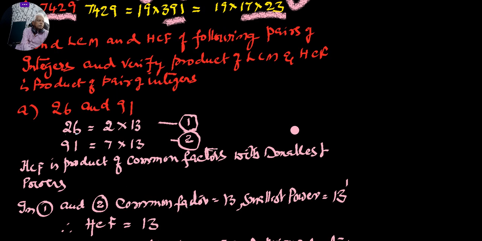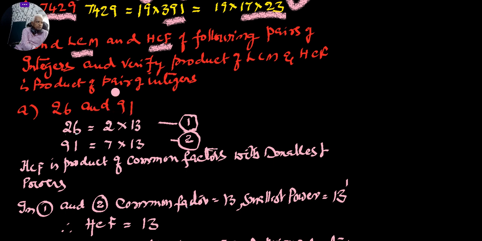Find LCM and HCF of the following pairs of integers and verify that the product of LCM and HCF is the product of the pair of integers. So here we have to do two things. We should find LCM and also HCF for the given numbers, and we have to check whether the product of this LCM and HCF is the same as the product of those two numbers. So every question has two parts. Let us try.